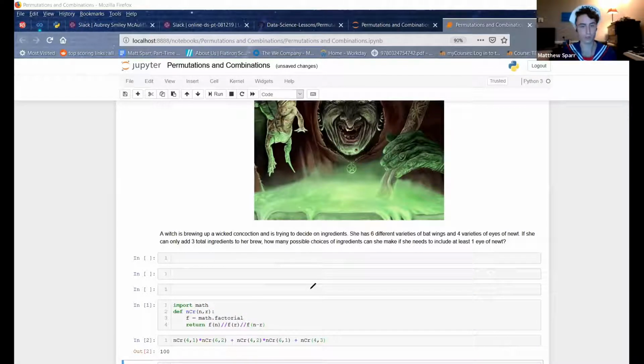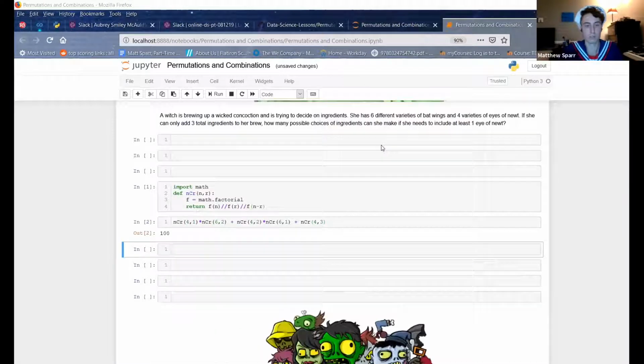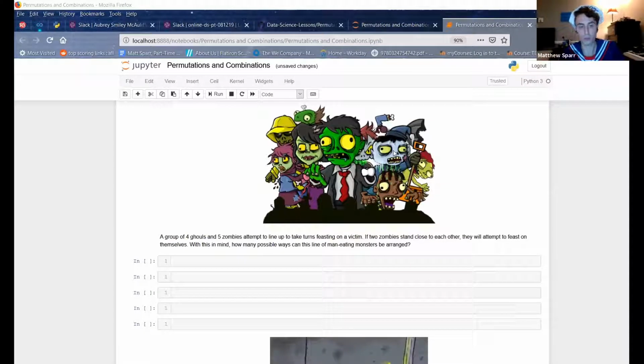All right, for the next one, a group of 4 ghouls and 5 zombies attempt to line up to take turns feasting on a victim. If 2 zombies stand close to each other, they will attempt to feast on themselves. With this in mind, how many possible ways can we line up these 5 zombies and 4 ghouls so that no 2 zombies are standing next to each other?